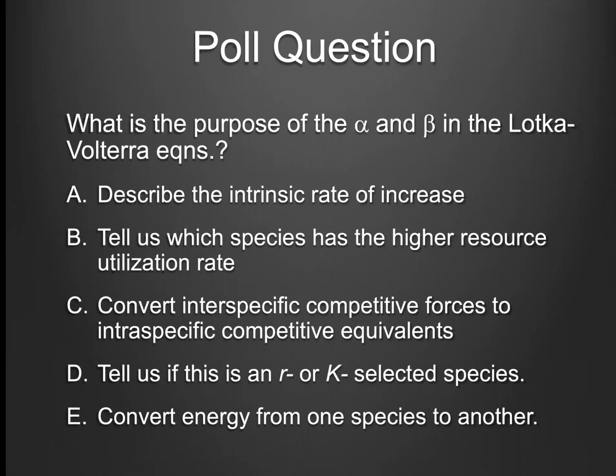So the alpha or the beta does reflect resource utilization, okay? But we have to think about the fact that it reflects resource utilization between one species and another. And so the best answer here was C, because what we're doing is we are making a conversion of the N2s into N1s so that we can simplify our equation, or vice versa.